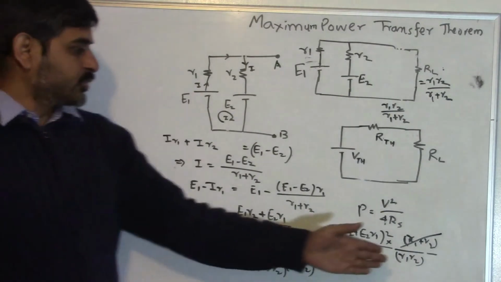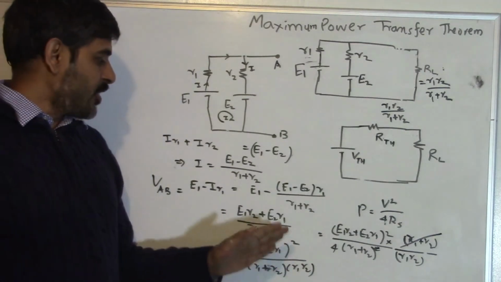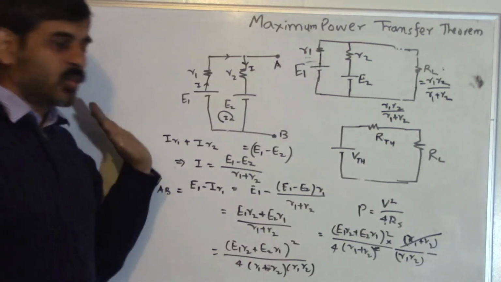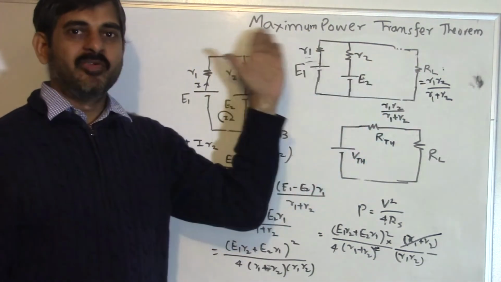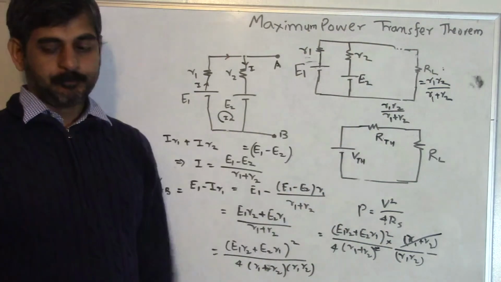Just cross-check it to make sure I am not making any calculation mistakes. I hope I have not, but this is how you proceed to calculate the maximum power delivered to any load for a given complex source.